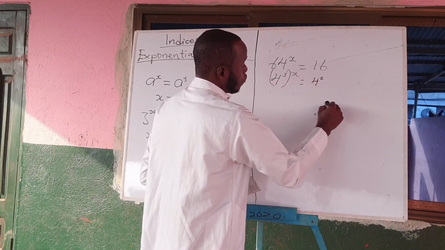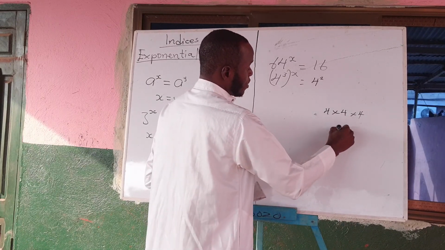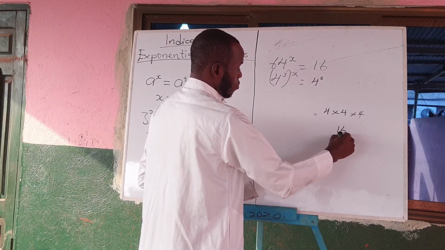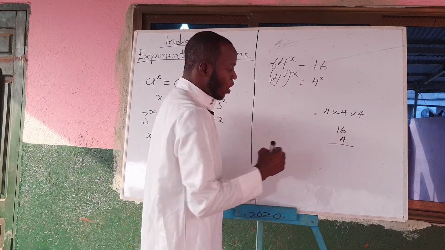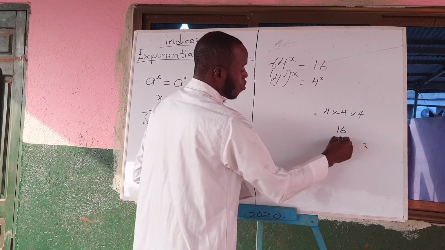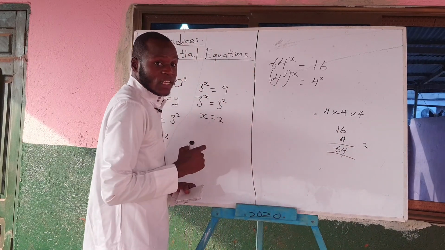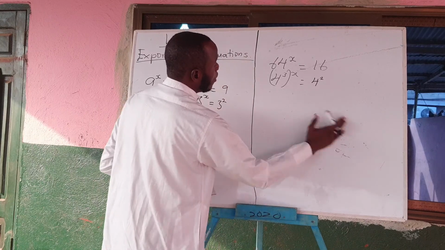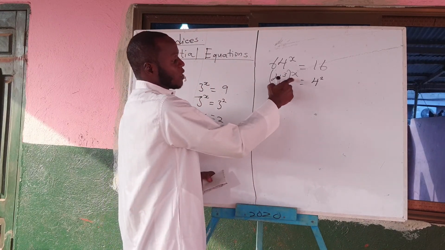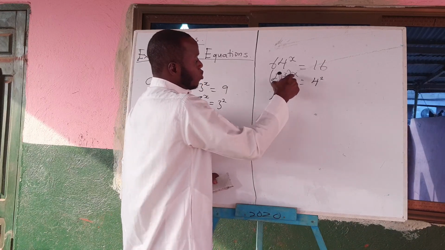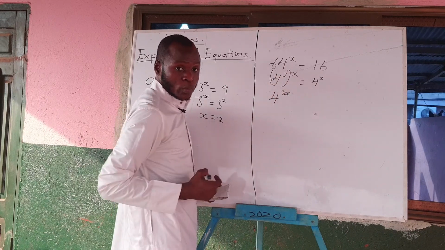Now let's check: 4 times 4 times 4. 4 times 4 we have 16, times 4. 4 times 6 we have 24, so 4 remainder 2. 4 times 1 is 4, plus 2 is 6. So it means we are correct here. From the fourth rule of indices, it says that if you have any expression like this, you can let the exponent outside the bracket multiply the exponent inside the bracket.